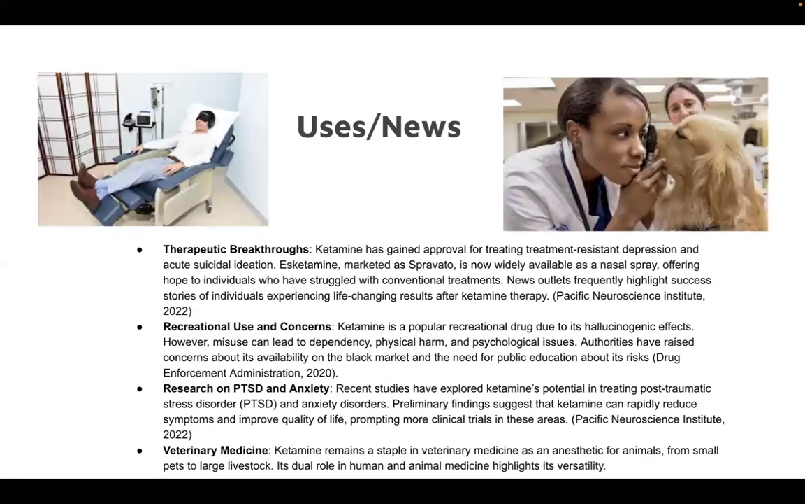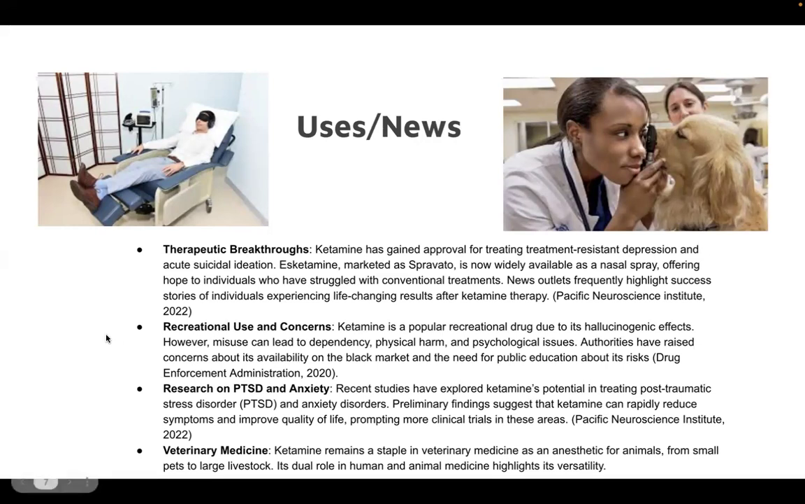And here are the uses and the news about ketamine. As mentioned, as therapeutic breakthroughs, ketamine has gained approval for treating treatment-resistant depression and acute suicidal ideation. Esketamine is the brand name that is used, and it's marketed as Spravato. It is now widely available as a nasal spray, and this is mainly used in outpatient scenarios.